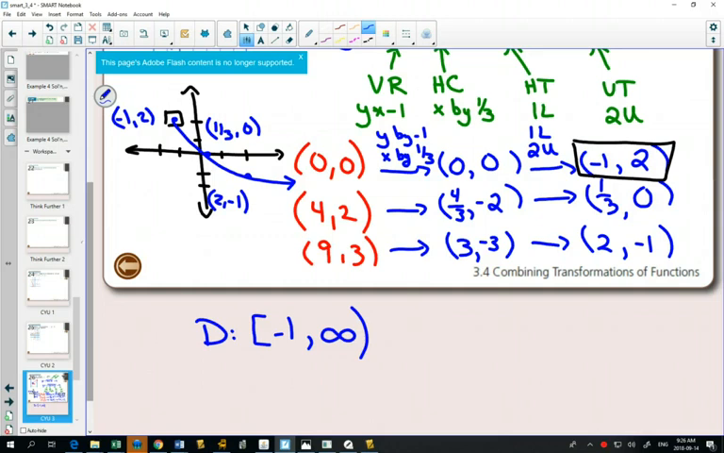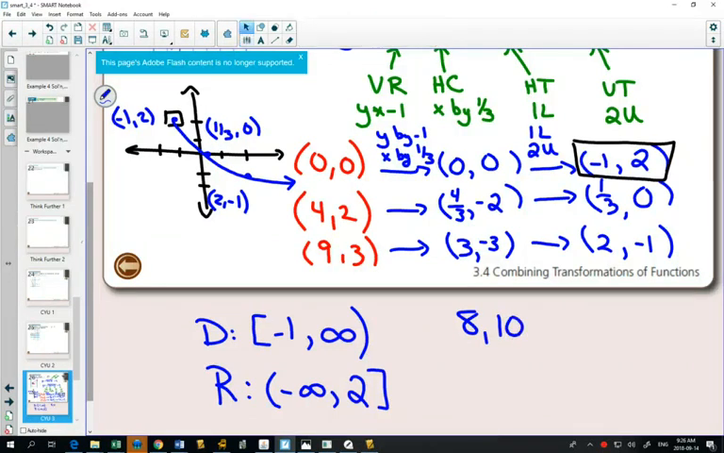From negative 1 to infinity, and the range has no smallest value because that arrowhead means that it's going to go down forever as well as going to the right forever. So our smallest value is negative infinity. Our largest value is 2. Questions for practice are 8 and 10.